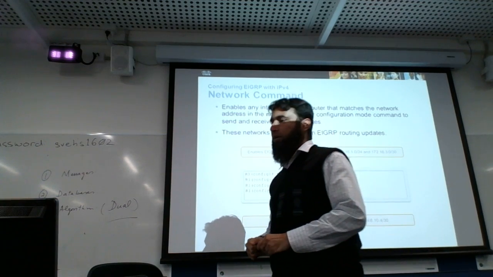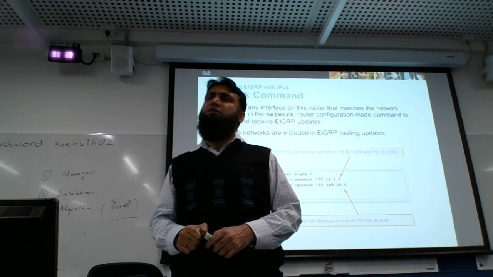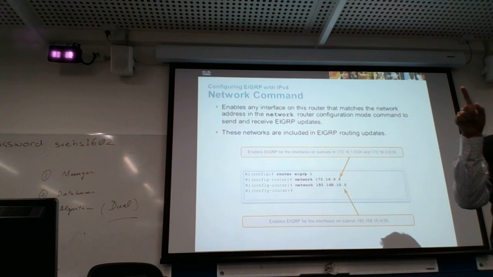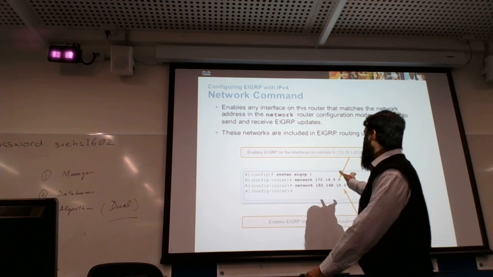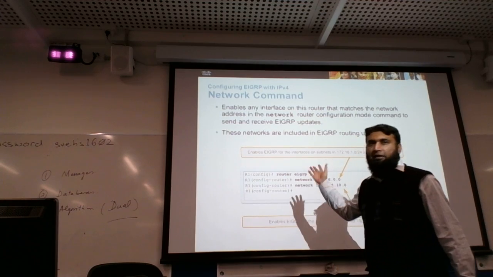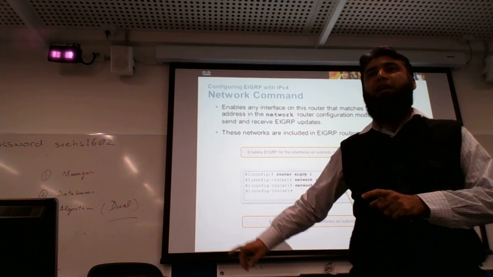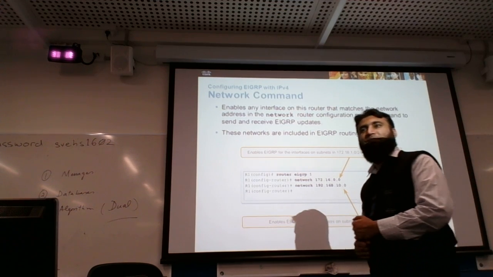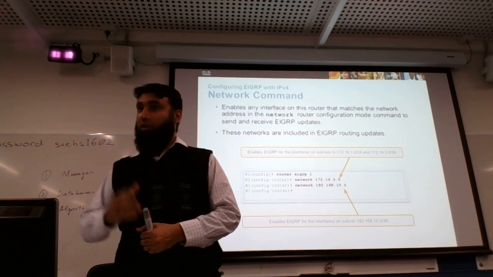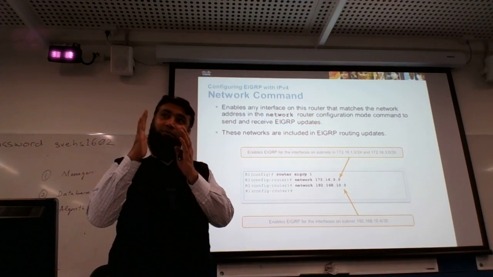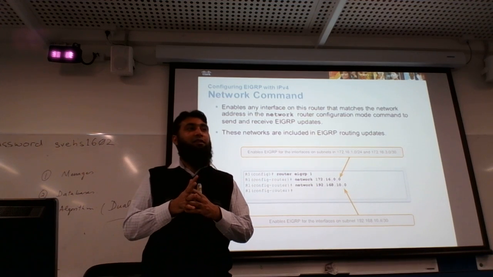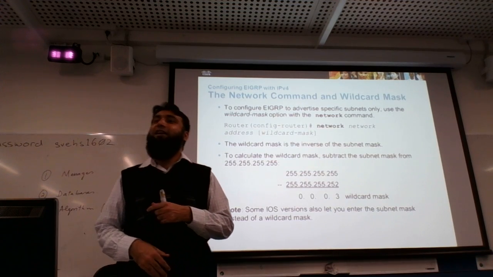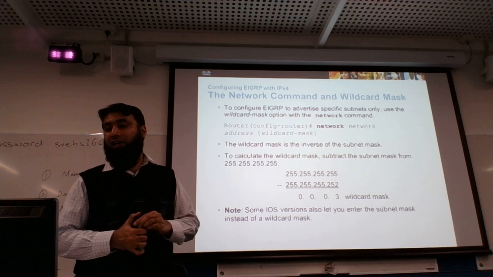Now it has the advantage that we are only putting one line of configuration. That is one obvious advantage, but it has a disadvantage as well. The disadvantage is that if any other interface is configured with a subnet IP address which is covered by this network address, then it will automatically be added into the EIGRP process and EIGRP will be enabled on it. No welcome mat. Which is no good. So in order to cater for this particular problem, we have a solution and it is called wildcard mask.